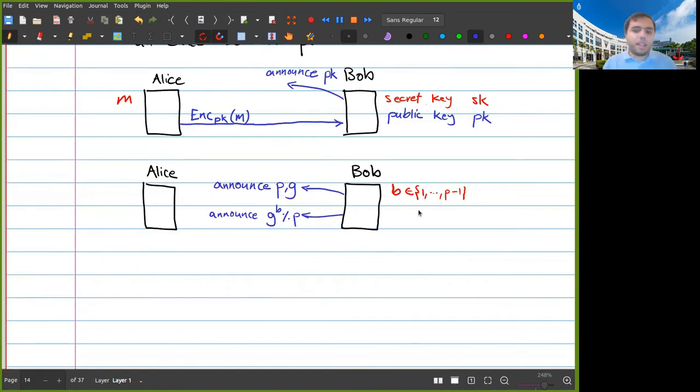So maybe, again, you can think of this as creating an email account. So Bob creates his account, announces these things, says, hey, if you want to send a message to me, these are the parameters that you need.